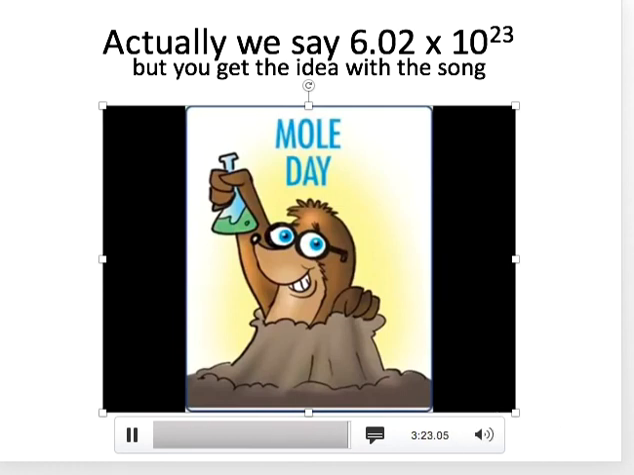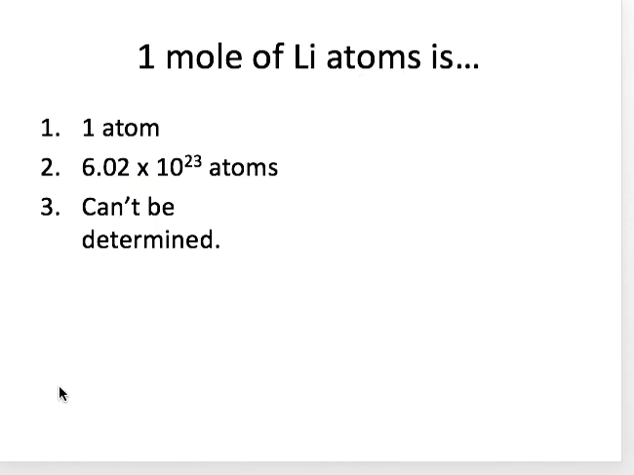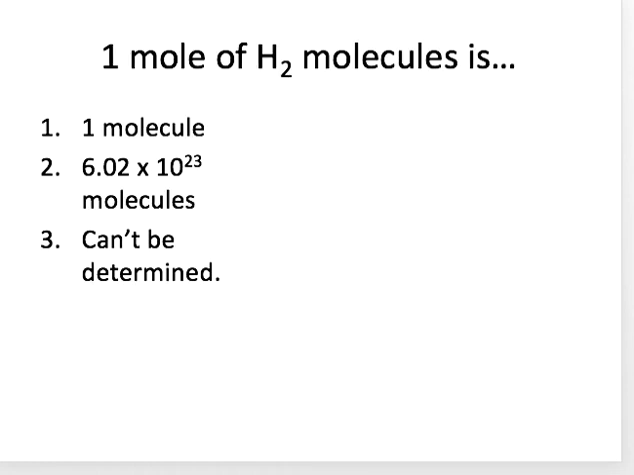Okay, so now you've seen the song, and you can now start writing here in your notes. Again, it's that 6.02 times 10 to the 23rd. It's based on carbon, but again, you can see that it's a number that you can actually hold the atoms in. So a mole of lithium atoms, lithium's a metal, would simply be, again, 6.02 times 10 to the 23rd atoms. A mole of H2 molecules would be 6.02 times 10 to the 23rd molecules.